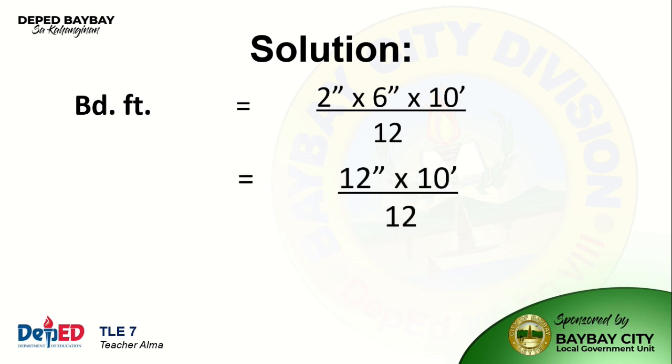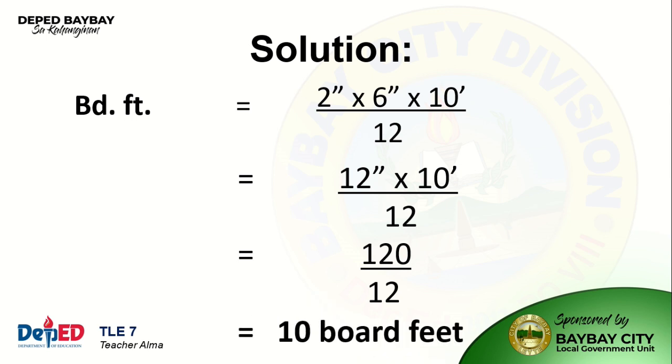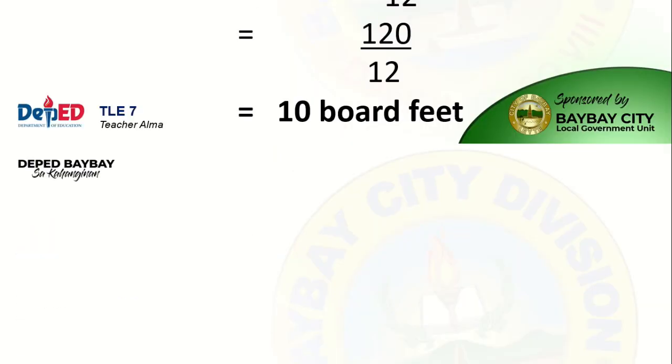Now 2 times 6 equals 12. Then copy the length, which is 10 feet. Divide by 12 as its divisor. Then 12 times 10 is equal to 120. Copy 12 again as its divisor. Now 120 divided by 12 is equal to 10 board feet. So the correct answer is 10 board feet.